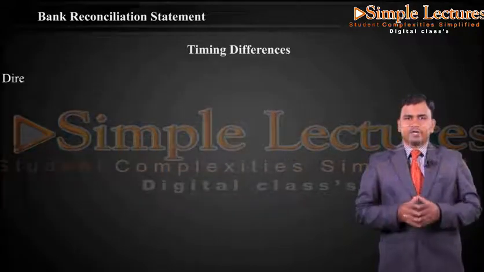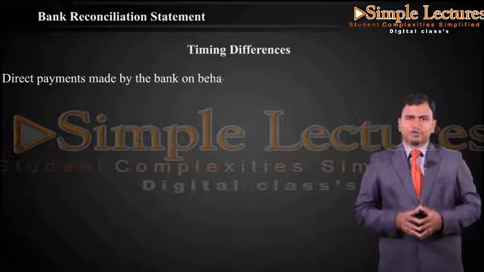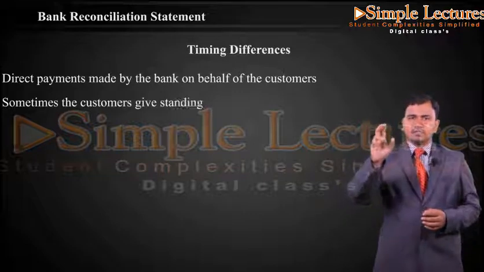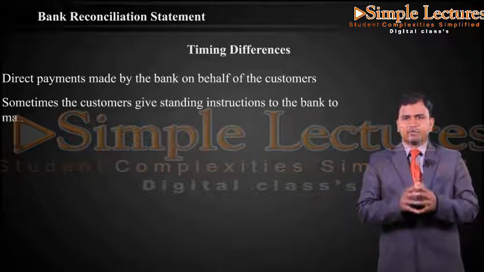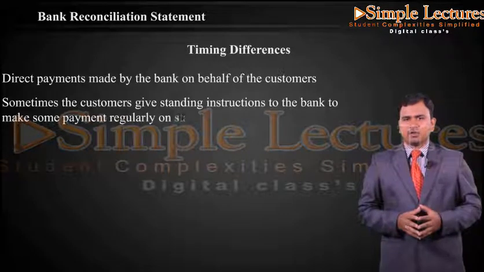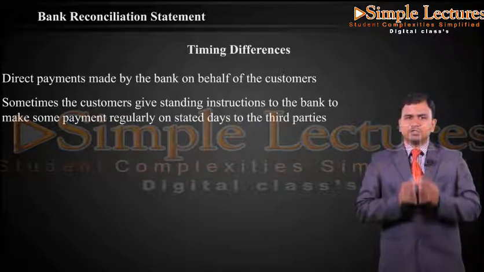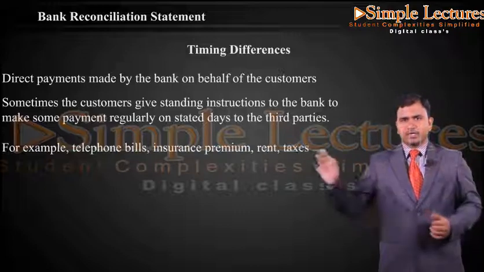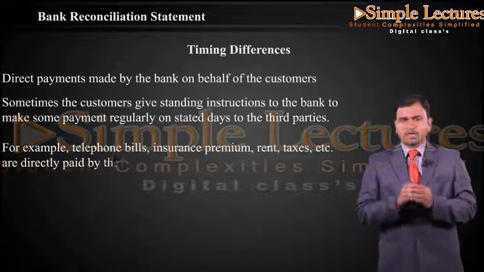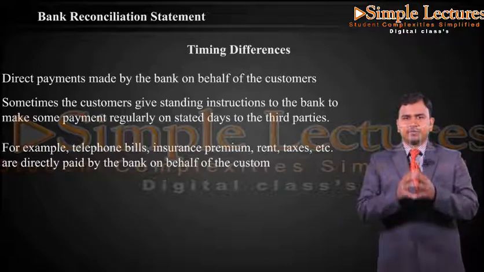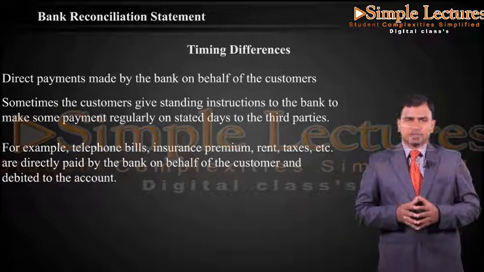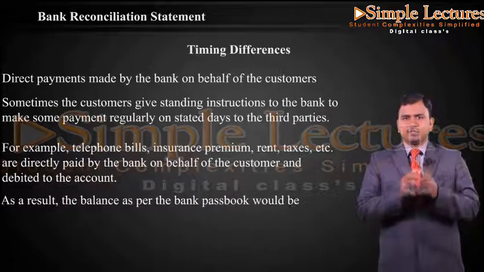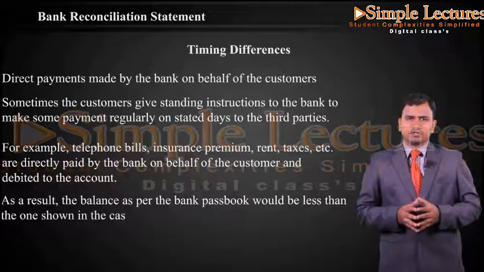And then we have direct payments made by the bank on behalf of the customer. Sometimes customers give standing instructions to the bank to make some payments regularly on stated days to third parties. For example, telephone bill, insurance premium, rent, taxes, etc. are directly paid by the bank on behalf of the customer and debited to the account. As a result, the balance as per the bank passbook will be less than the one shown in the cash book.